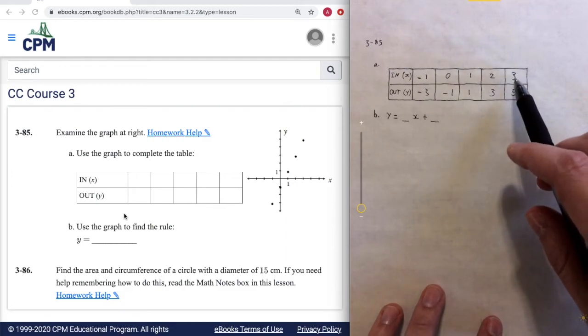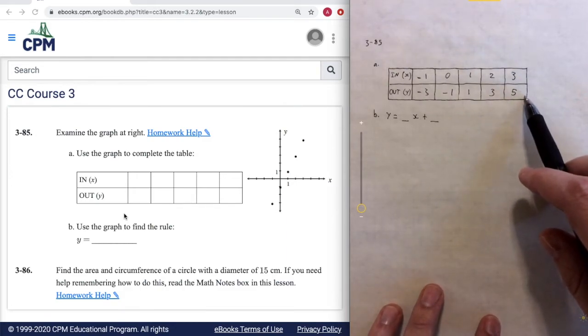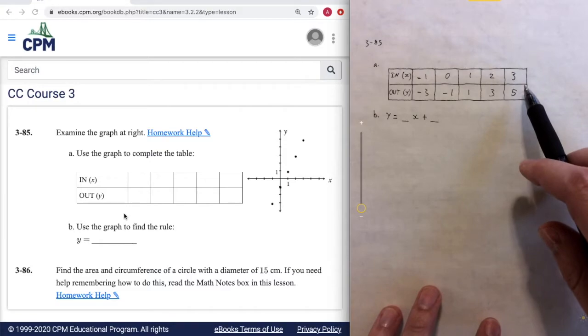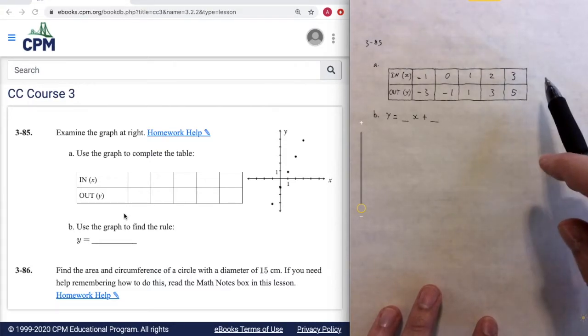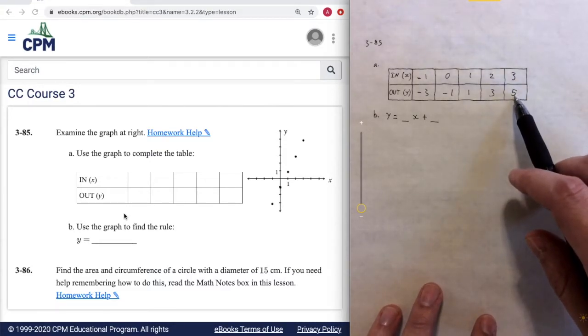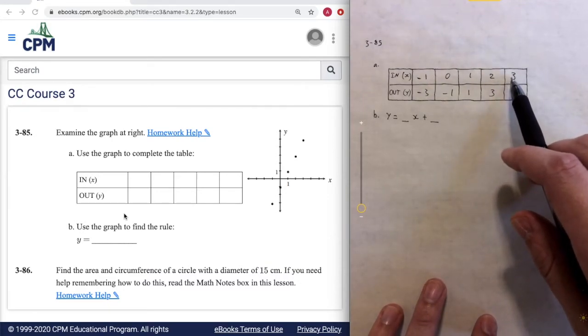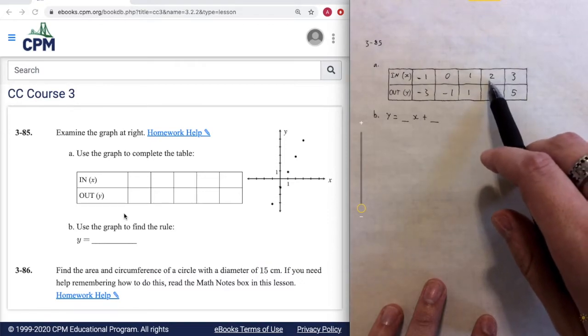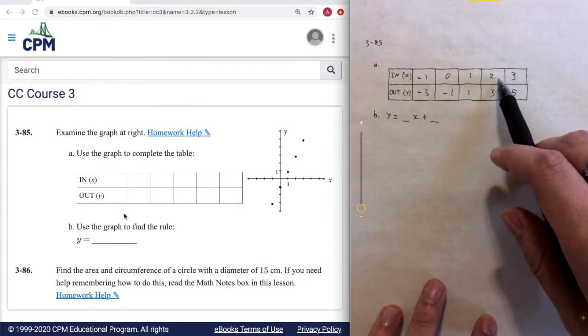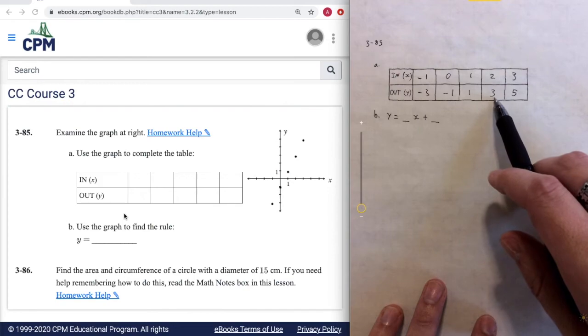So here we have 3 and we'll go to 5. If we multiply 3 by 2, we'll get 6. And then if we subtract 1, we'll get 5. So that should work. Let's try this one here. We're multiplying by 2 and subtracting 1. 2 multiplied by 2 is 4. Subtract 1 is 3. Seems to work.